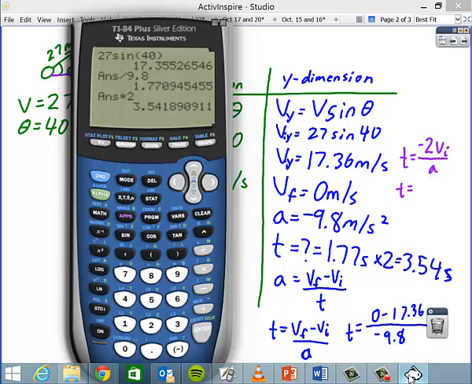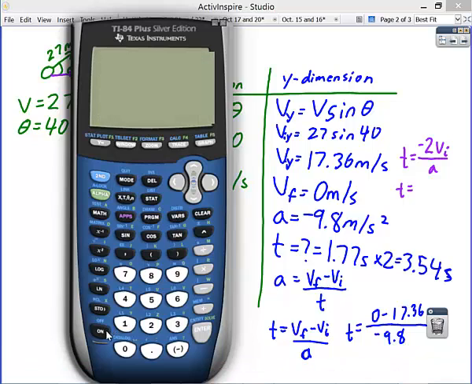Hopefully it'll come out to the right amount. So 2 times my VI, which was 17.36, and I divide that by 9.8. 3.54. Yay, it works. And that's amazing. I know. I wasn't sure that was actually going to work out, by the way. It's like, let's try it. Math.